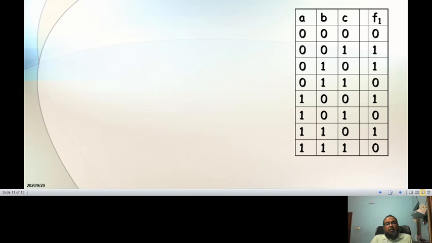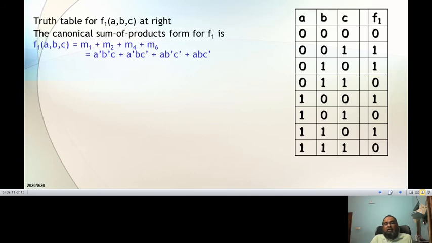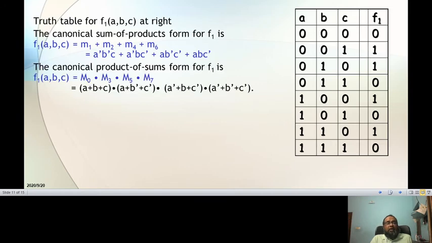Then another example is given where we are asked to write the output expression from the truth table. You can see that we have an output of 4 ones in the expression.